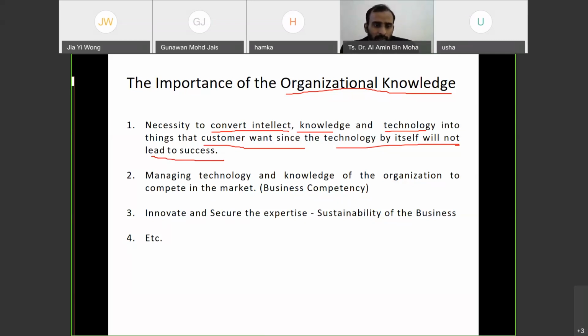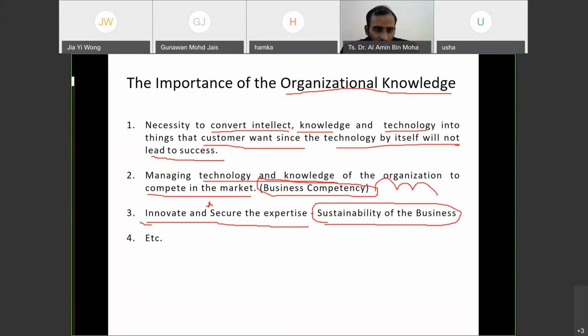So that knowledge needs to be managed. And managing the technology and knowledge of the organization, especially when you need to compete in the market, is a business competency. And it keeps improving, because your competitors are going to move forward, and you all need to go faster than them. You innovate and secure the expertise that you have, and later on you diversify your expertise, to compete in the market. Of course, the sustainable here means the sustainability of the business, and so on. Things can go long, I believe.